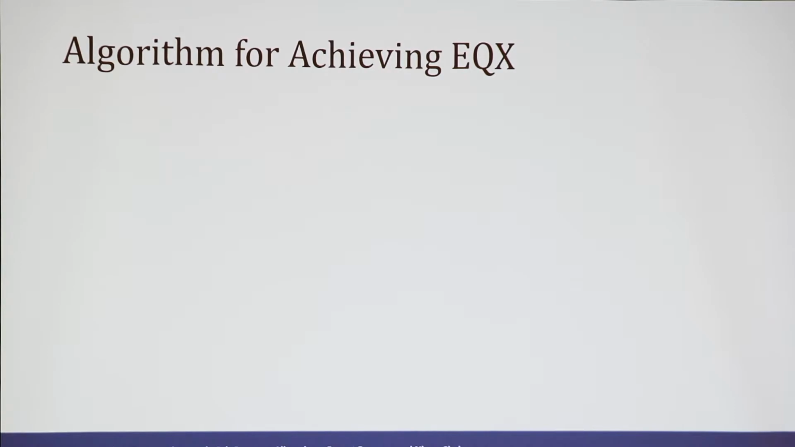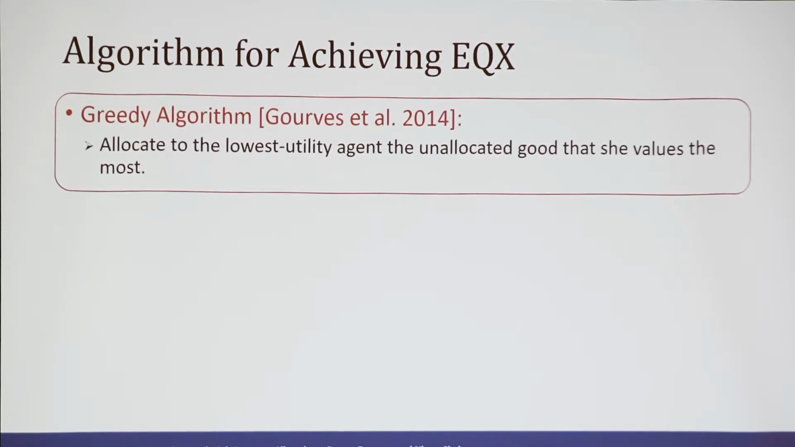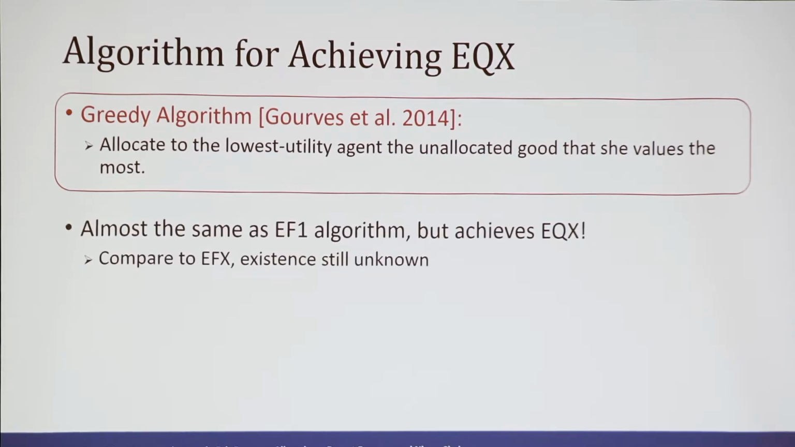All right. What I want to do really is point out a couple of very interesting differences between these equitability variants and the MV freeness variants that we had before. One interesting thing is that we can achieve EQX with a very simple algorithm. It's, again, similar to that EF1 algorithm we had before. We're just going to allocate the goods one at a time, and we're going to allocate to the lowest utility agent the unallocated good that she values the most. Right, and you can show, it's actually pretty easy to see, that this achieves EQX.